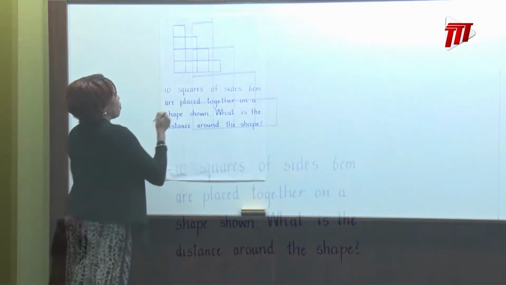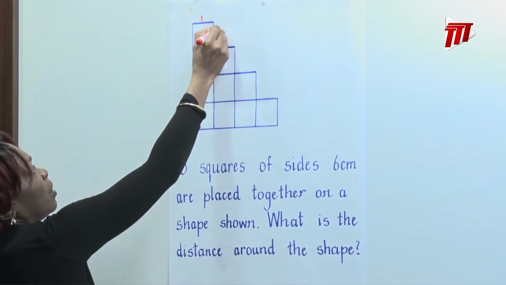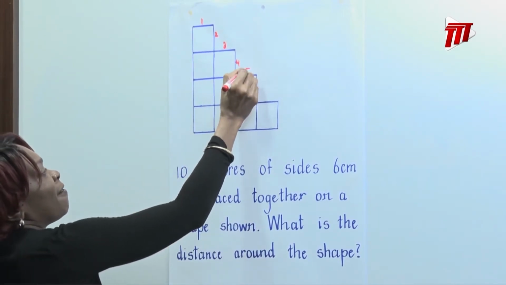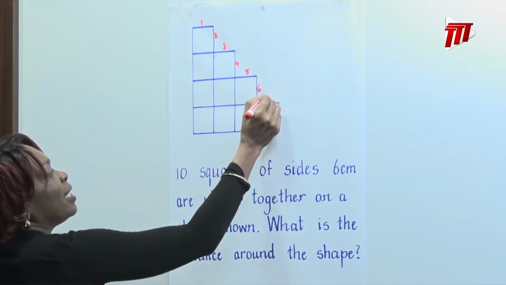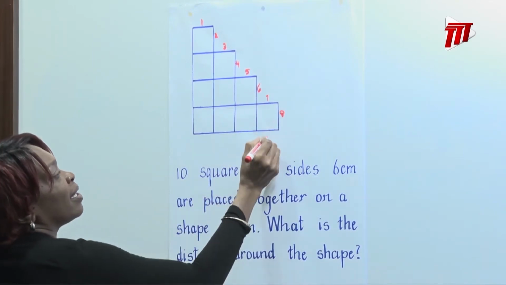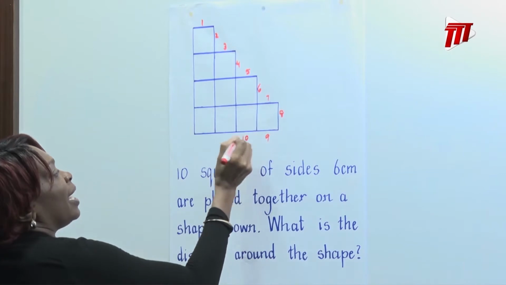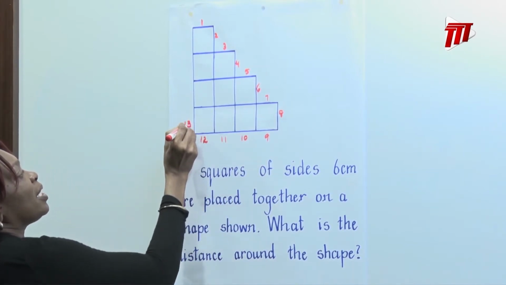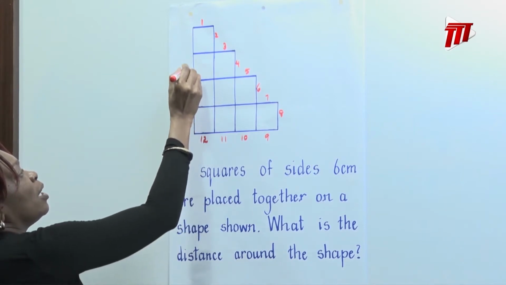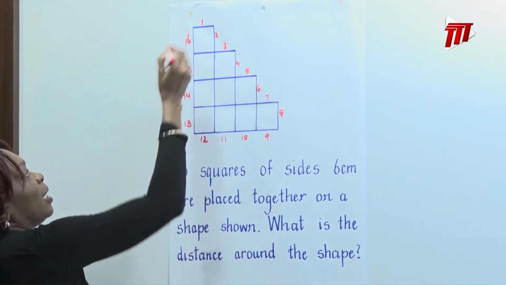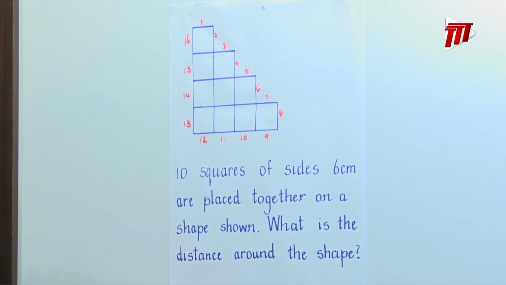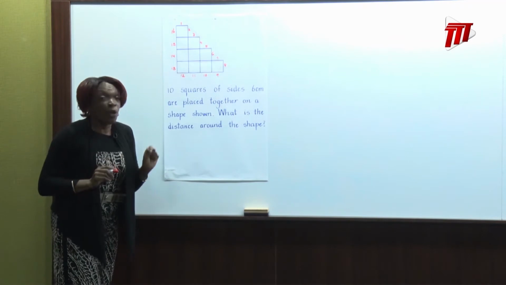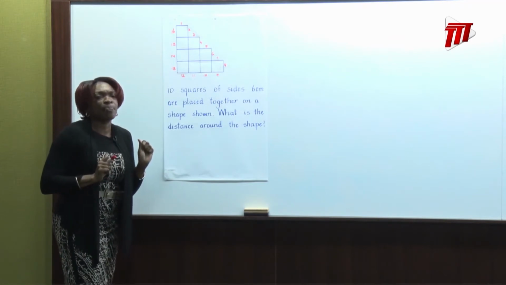Count with me now. 1, 2, 3, 4, 5, 6, 7, 8, 9, 10, 11, 12, 13, 14, 15, 16. Did you get 16? Well done. There are 16 sides that are exposed. Remember, it's the perimeter we're looking at.